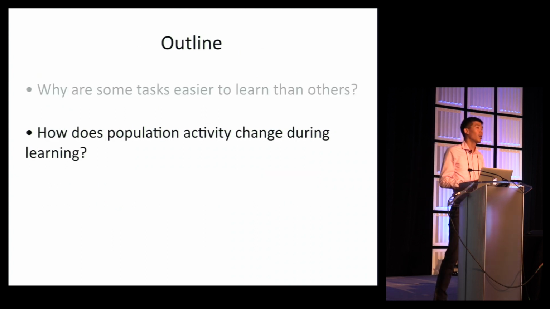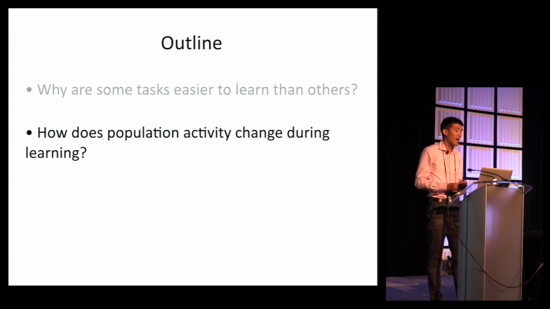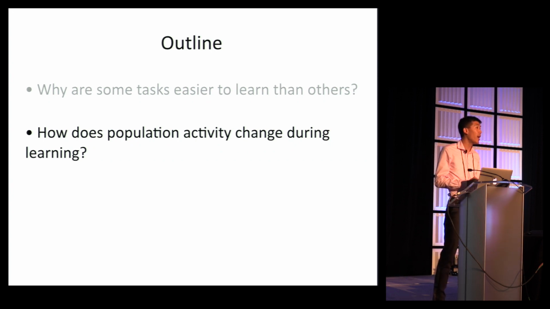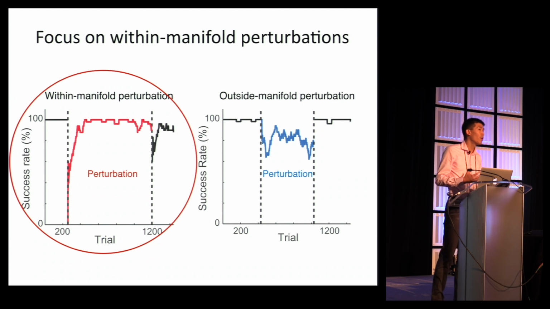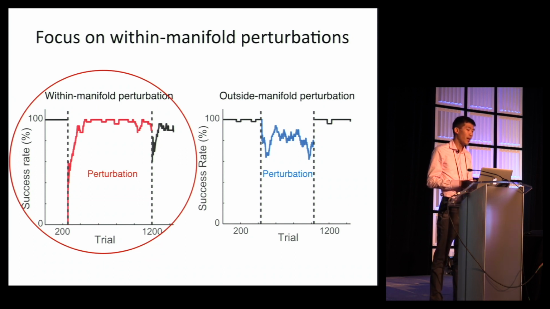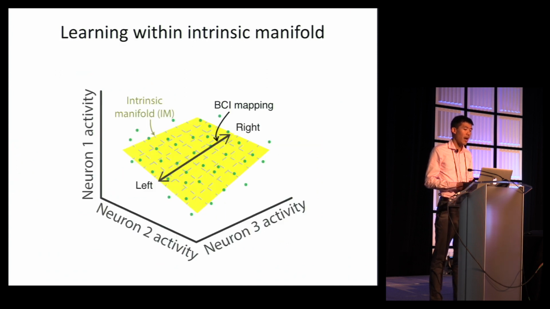So now I'd like to turn to the second part of this talk, which is to ask, how does neural population activity change during learning? So what we're going to do is to focus on those sessions in which we saw the most learning, and these are the within manifold perturbation sessions. Then we're going to zoom in and look down onto the intrinsic manifold, and ask how neural activity is changing within the intrinsic manifold.